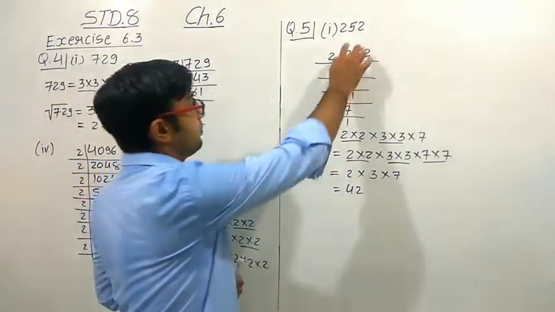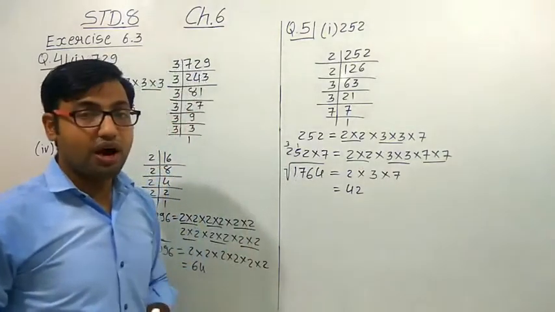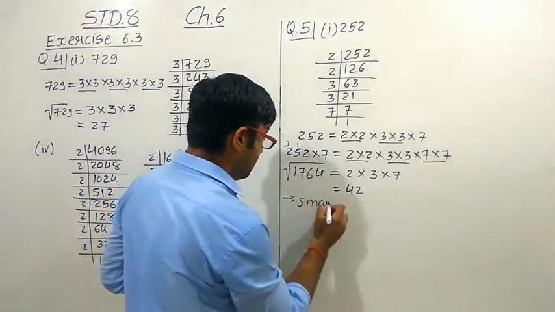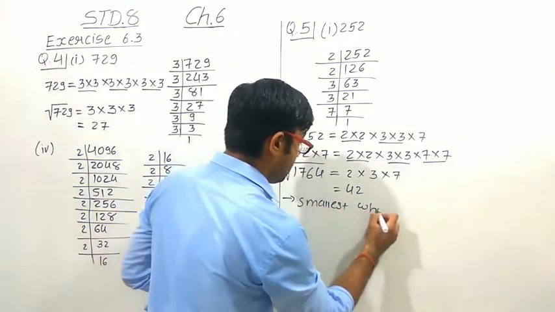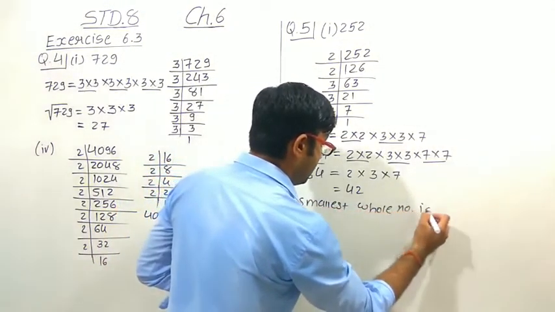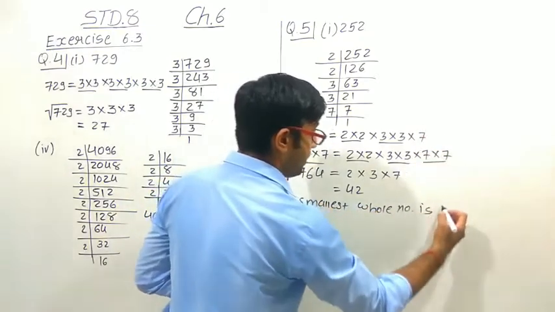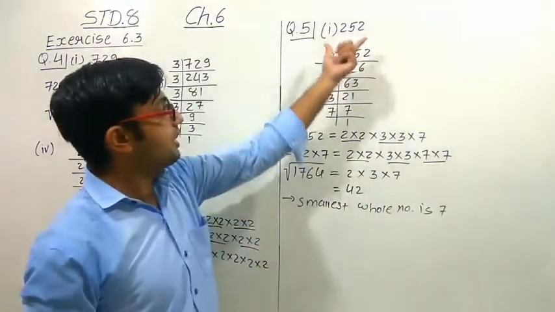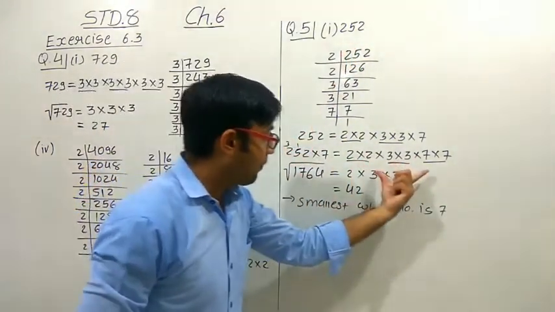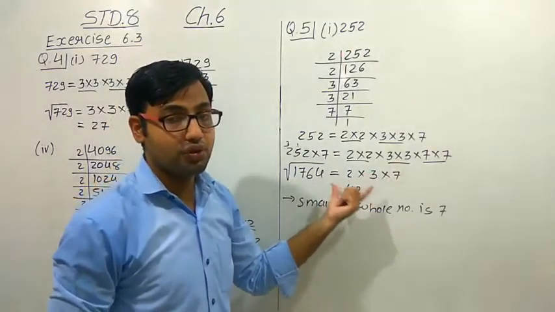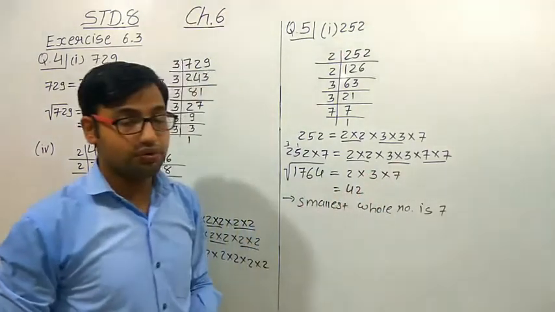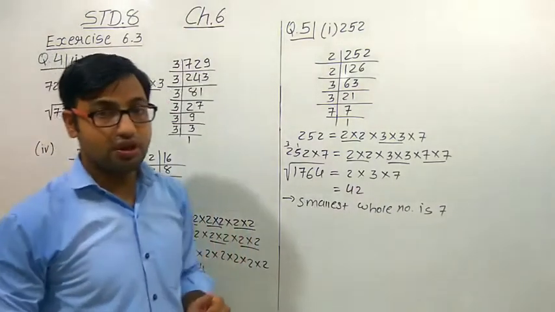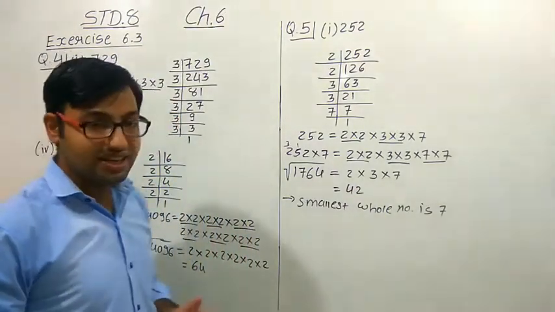Now see, this is the smallest number. In the question we have asked which is the smallest whole number. So we can write down that the smallest whole number is 7. By 7, if we multiply this number, we get this type of factors, so that it will be a perfect square number and its square root is 42. So in this way you can now solve this type of questions. This is all about this lecture. Thank you.